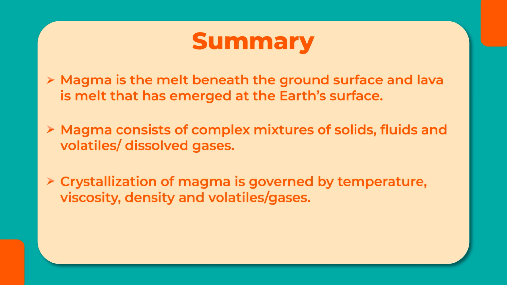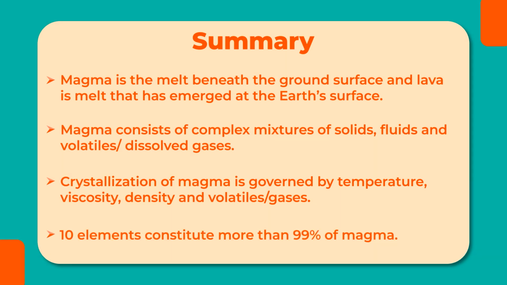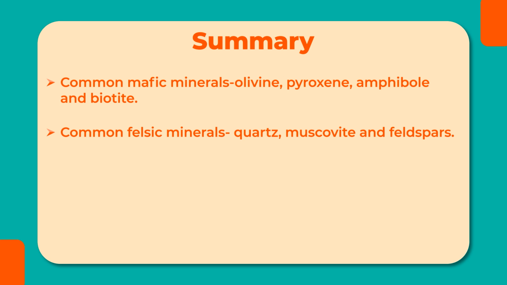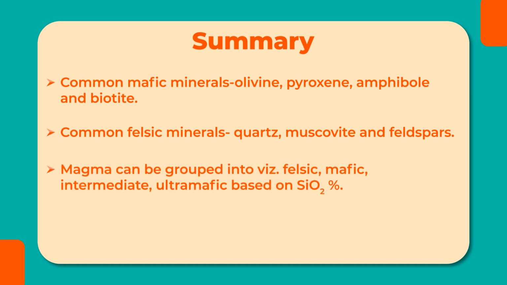Crystallization of the magma is governed by temperature, viscosity, density, volatiles and gases. Ten elements constitute more than 99% of magma. The common mafic minerals are olivine, pyroxene, amphibole and biotite. Common felsic minerals are quartz, muscovite and feldspar. Magma can be grouped into felsic, mafic, intermediate, and ultramafic based on silica percentage. The process of magmatic differentiation is responsible for the diversification of the magma.